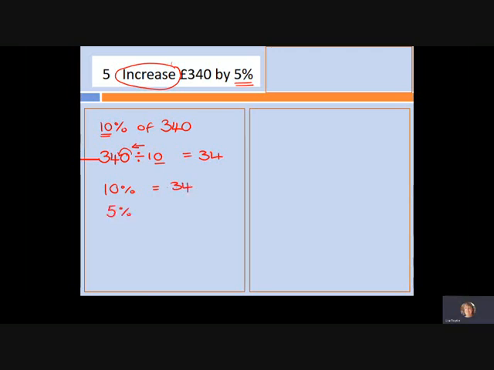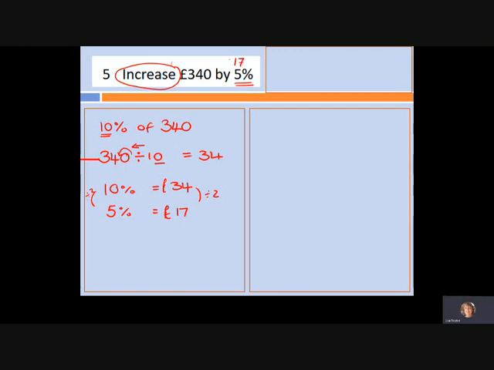5% is half the amount. So that would be 34 divided by 2. 10 divided by 2 is 5. So 34 pounds divided by 2 would give you 17 pounds. Okay, so we've worked out what the 5% is.